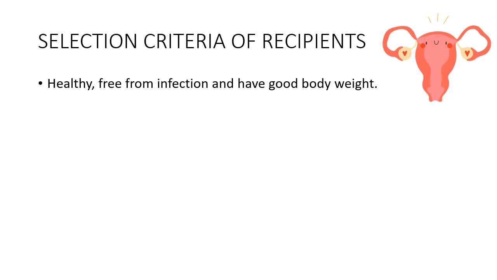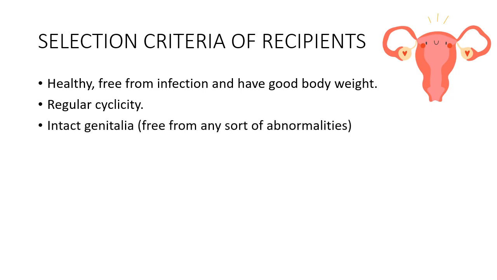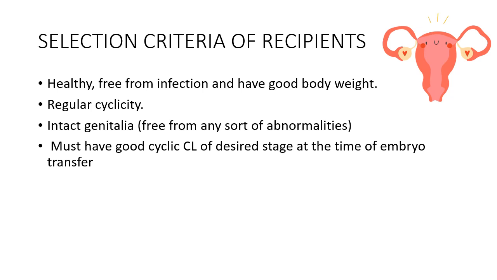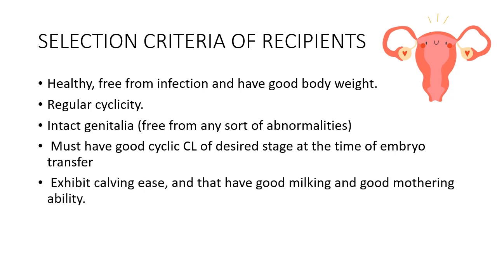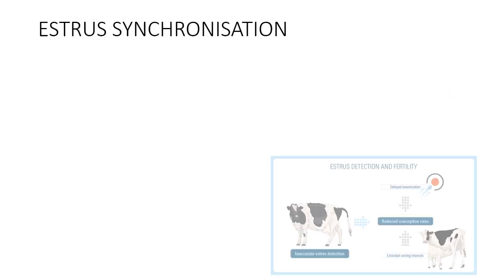It should be healthy and free from infection and should have a good body weight. It should have a regular cyclicity and intact genitalia that is free from any sort of abnormalities. It should have a good cyclic corpus luteum of the desired stage at the time of embryo transfer. It should exhibit calving ease, with good milking and good mothering ability. Now the estrus cycle should be synchronized.